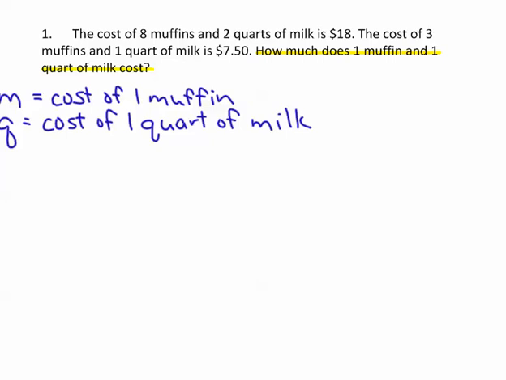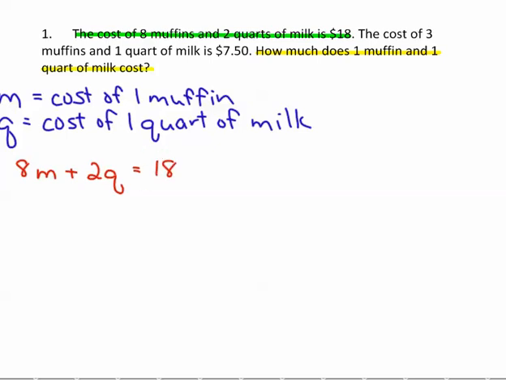Alright, so we have our variables. Now it's time to start looking for the 2 relationships that we're told about. And our first relationship is actually coming out of that first sentence. And we know that the cost of 8 muffins and 2 quarts of milk is $18. So we can write that equation. We can use 8 times the cost of a muffin and add to that 2 quarts times the cost of each quart, and we know our total is going to be $18.